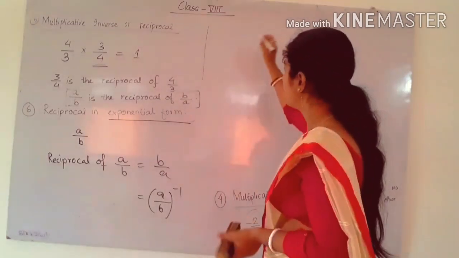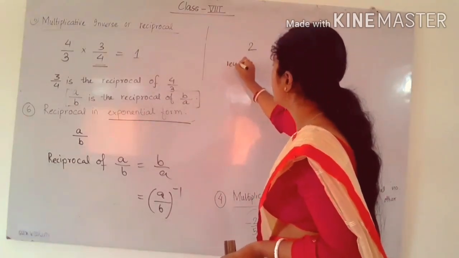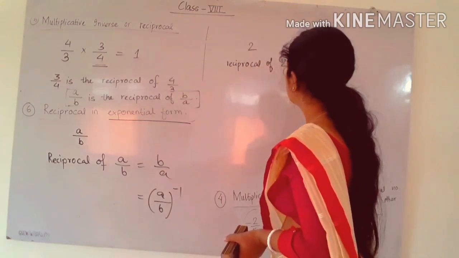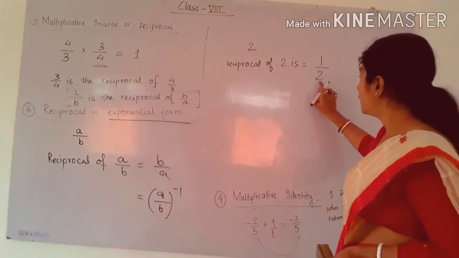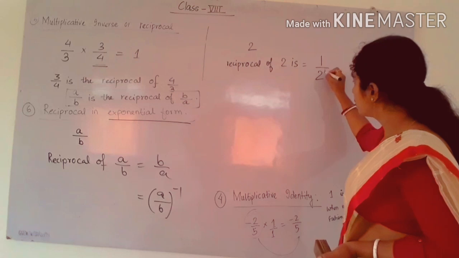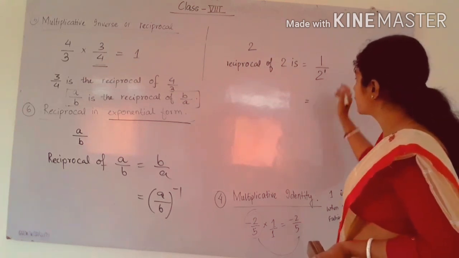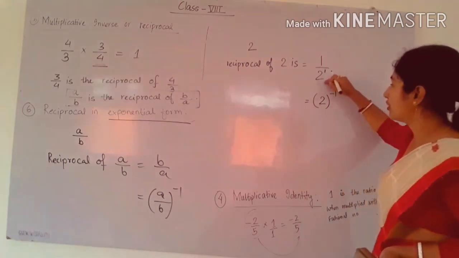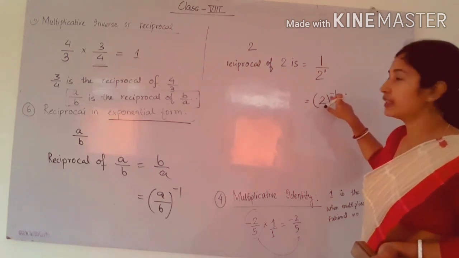For example, I have the number 2. So I can write the reciprocal of 2 as what? 1 by 2. Already you know, here in the denominator, what is the power of 2? 1. So the reciprocal of this will be 2 to the power minus 1. When we take 2 to the numerator, we have to put the minus sign in the power.